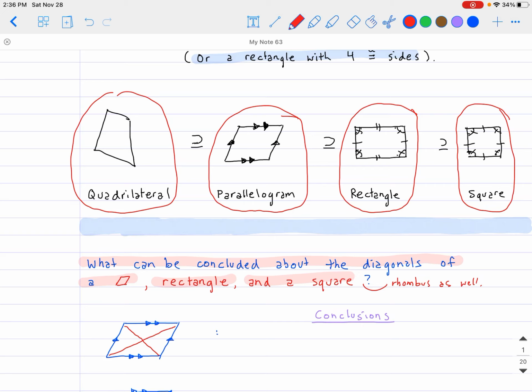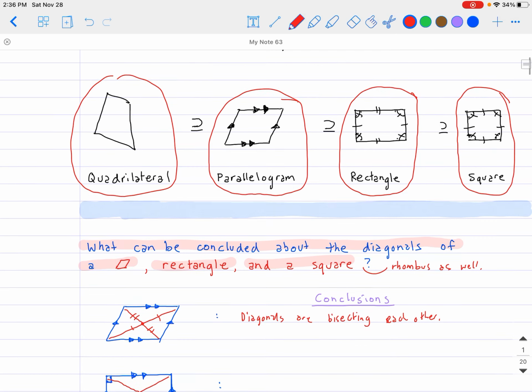Okay. Now, we did the first one already. If you have a parallelogram, the conclusion about the diagonals, as you can see in the red right here, is that the diagonals are going to be bisecting each other. So they basically cut each other in half, and you have the same midpoint for both of these. That doesn't necessarily mean that the diagonals are going to be congruent, but they are going to have the same midpoint.